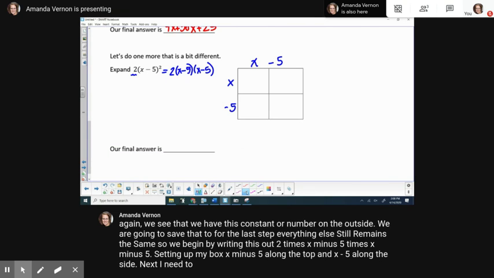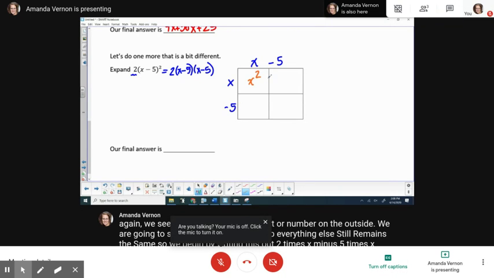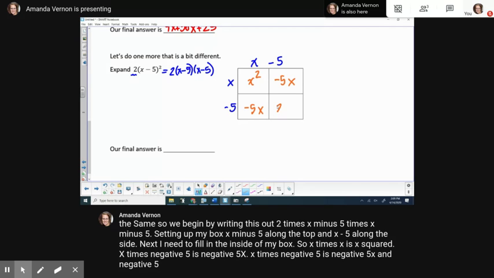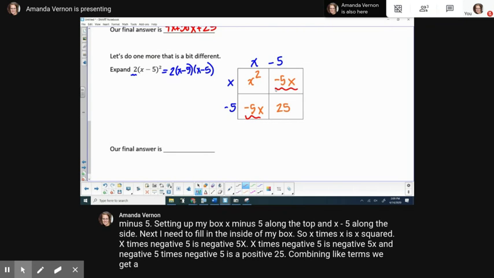Next, I need to fill in the inside of my box. So x times x is x squared. X times negative 5 is negative 5x. X times negative 5 is negative 5x. And negative 5 times negative 5 is a positive 25. Combining like terms, we get a simplified quadratic that is x squared minus 10x plus 25.